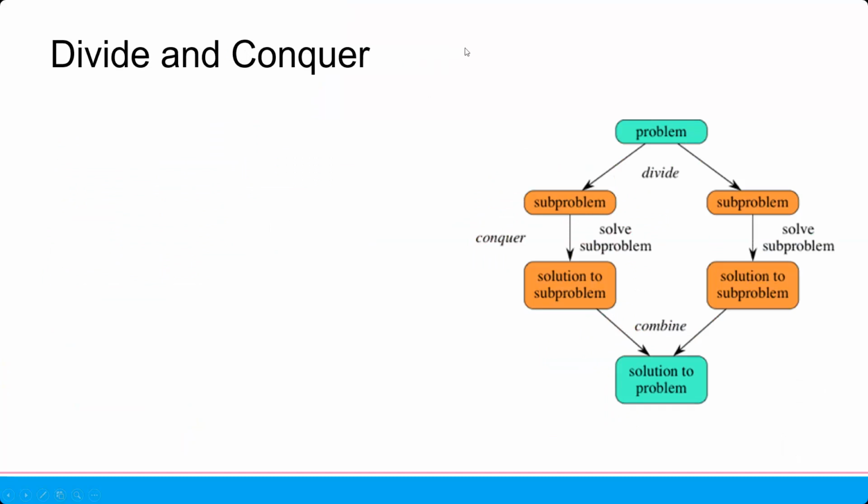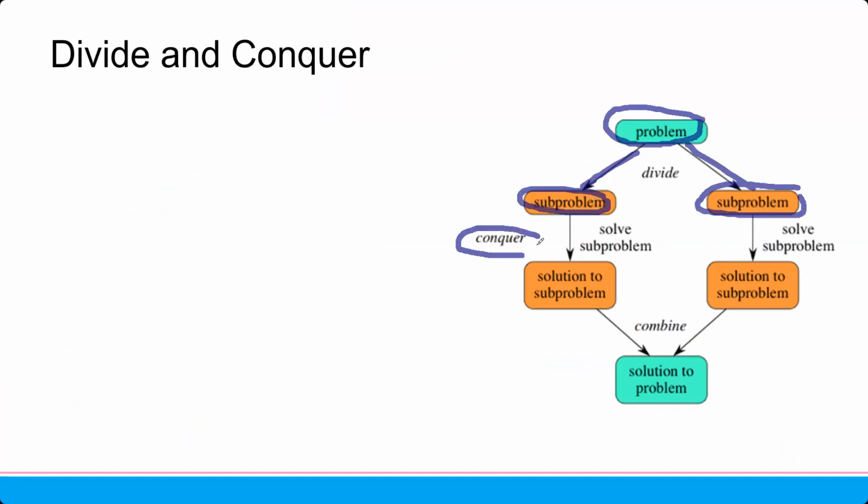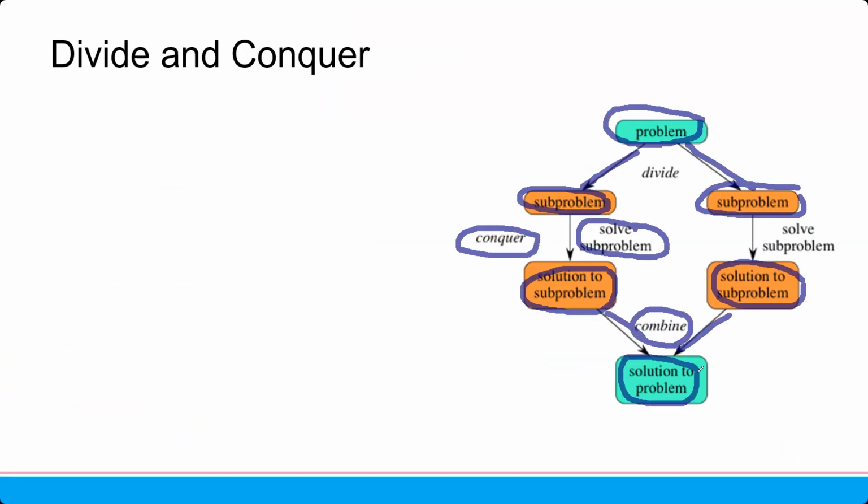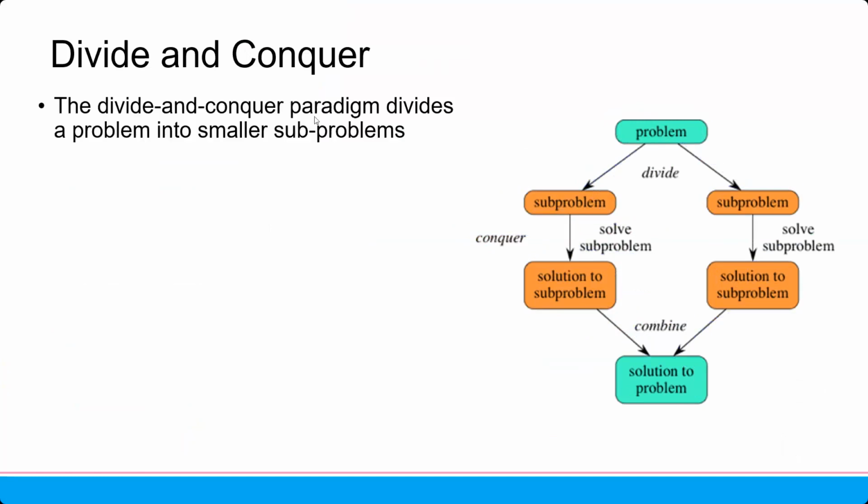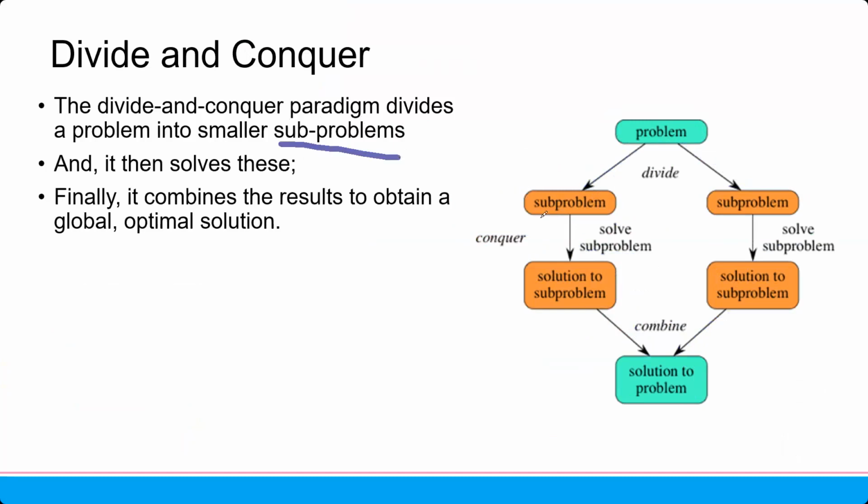Divide and conquer. What does it mean by divide and conquer? We have one problem. We want to divide it into sub-problems. After we have sub-problems, we conquer. It means we solve the sub-problems until we get the solution of each sub-problem, and then at the end we combine them. It becomes one solution to the problem. So the divide and conquer paradigm divides a problem into smaller sub-problems, solves them, and then combines the results.